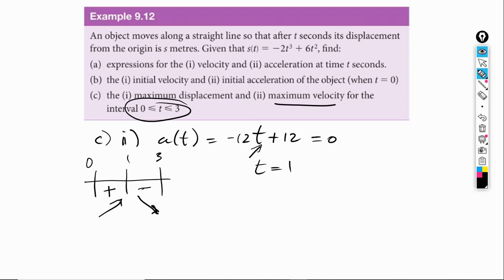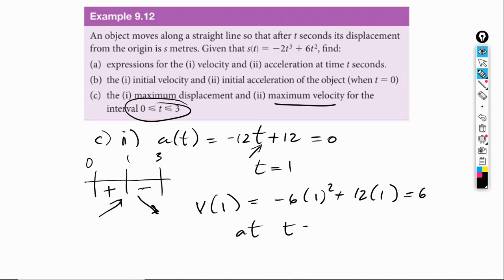So at time equals 1, what is the velocity? So we have to plug in 1 into the velocity function, right? So this would be negative 6 times 1 squared plus 12 times 1, and this is equal to 6. So at time equals 1, the maximum velocity is 6 meters per second.